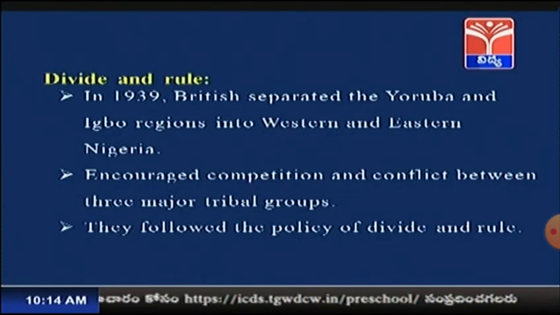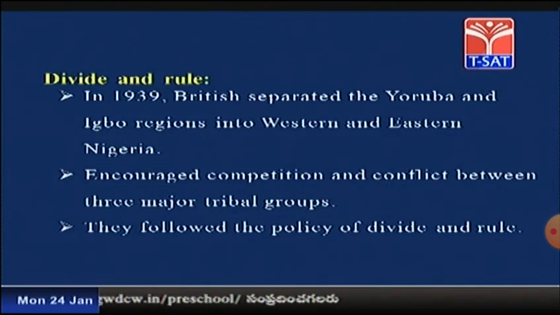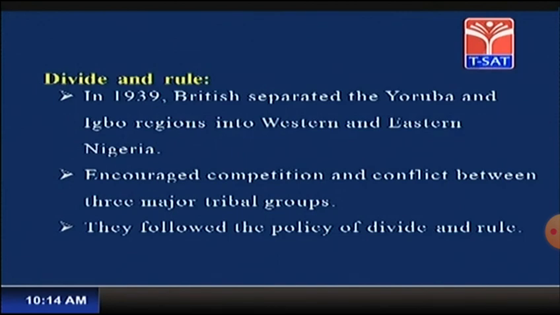Divide and rule policy. In 1939, the British separated the Yoruba and Igbo regions into western and eastern Nigeria. Children, even this divide and rule policy was followed in India also. Do you remember in 1905, Bengal was divided into East Bengal and West Bengal. So the same policy was also applied in Nigeria.